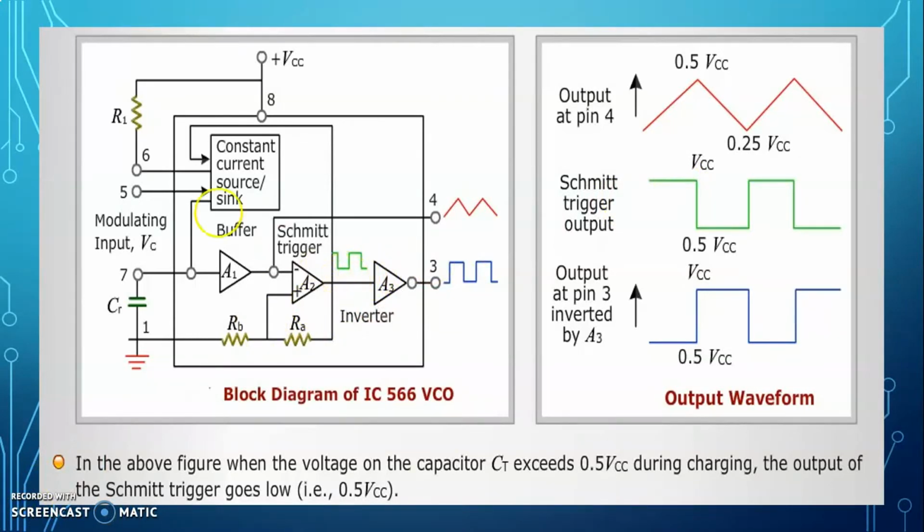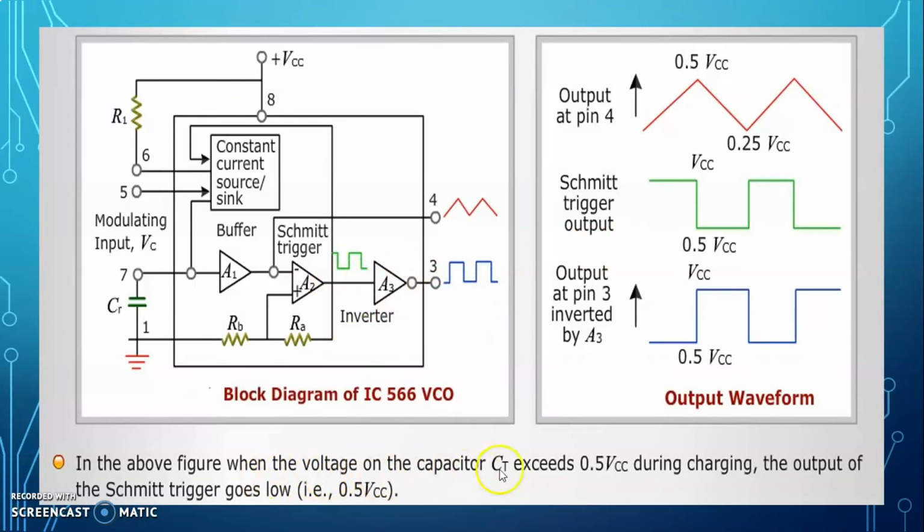At one stage, the voltage across the capacitor becomes greater than 0.5 VCC. In such a condition, the output of the Schmitt trigger goes low, because the inverting terminal voltage is greater than 0.5 VCC and the non-inverting terminal voltage is equal to 0.5 VCC. Hence, the Schmitt trigger output goes low.